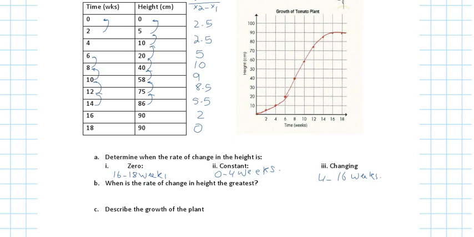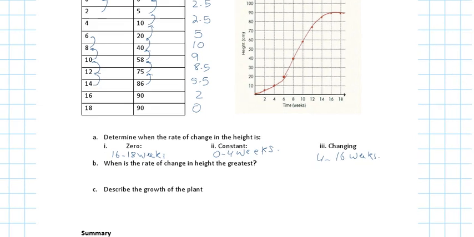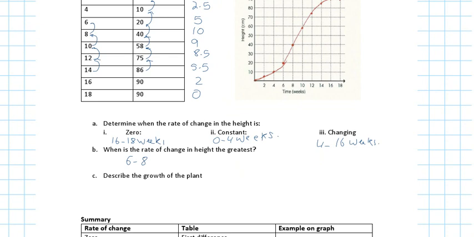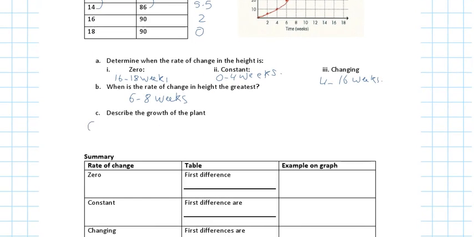When is the rate of change in height the greatest? 6 to 8 weeks. So that's where it's going to be the steepest. So how is the plant growing? Steadily increasing and then rapidly increasing. It grows at a constant rate at first, from 0 to 4 weeks.